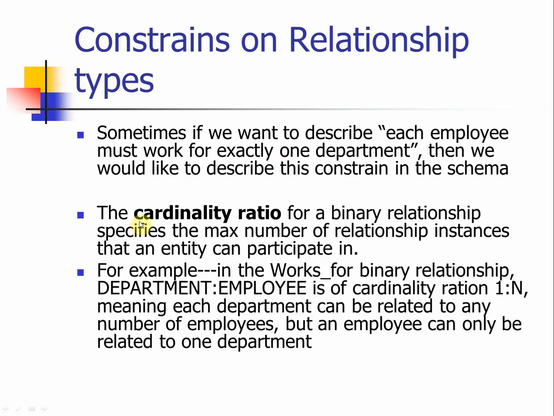So the first thing is what we call the cardinality ratio. Cardinality ratio for a binary relationship specifies the maximum number of relationship instances that an entity can participate in. For example, if you are looking at the works for relationship, department to the employee is a cardinality ratio of 1 to n, indicating each department must relate to several employees, but every employee can only work for one department.